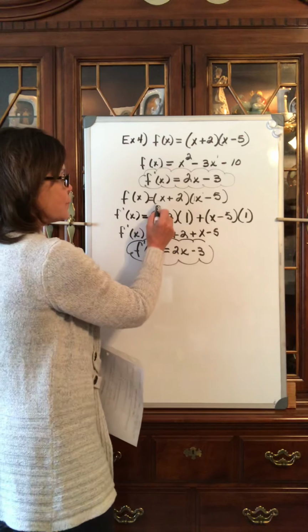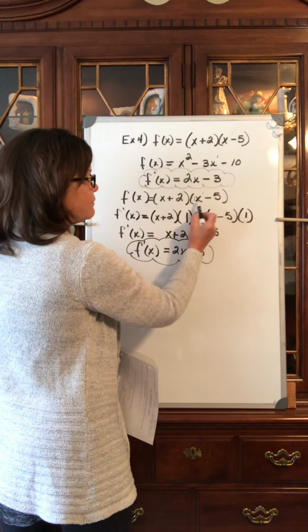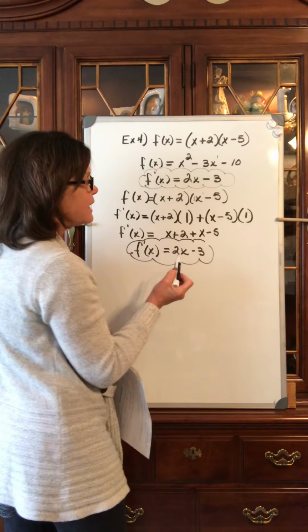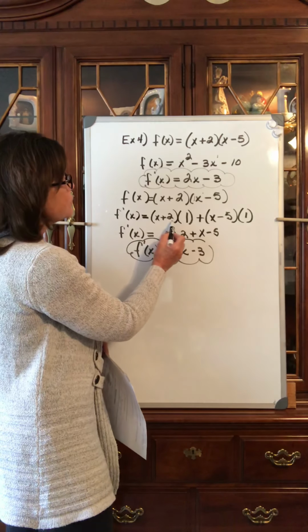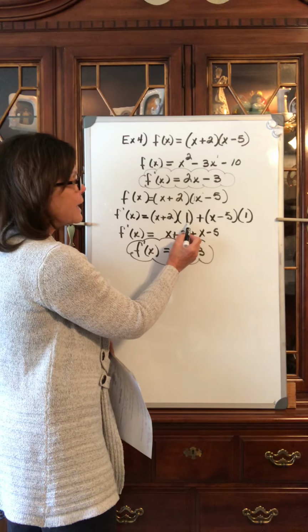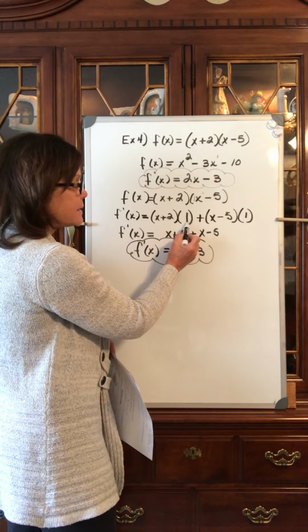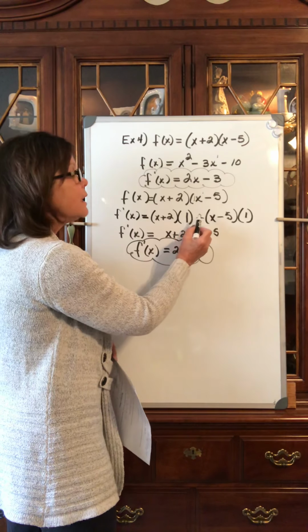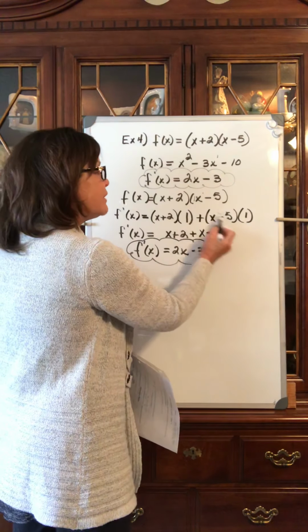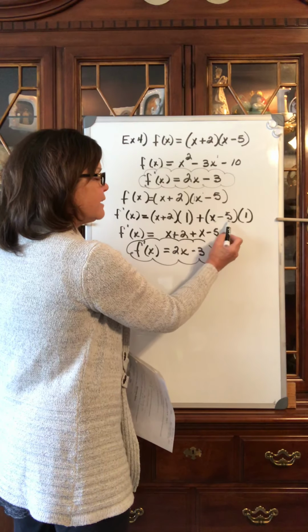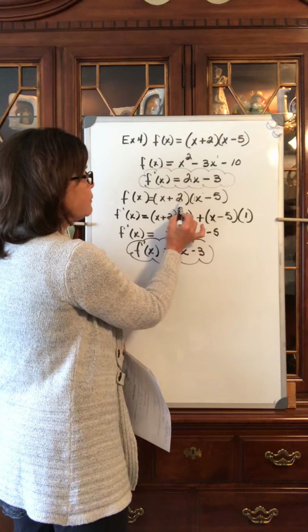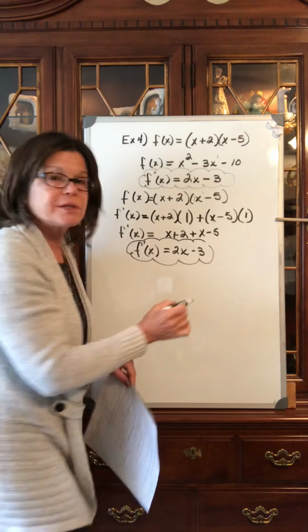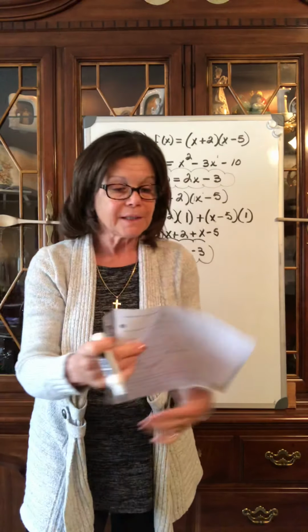This is my first function, x plus 2. My second function is x minus 5. Using the product rule, you start with the first function, which is x plus 2, times the derivative of x minus 5. The derivative of x minus 5 is a positive 1, plus the second function, my x minus 5, times the derivative of the first function, the derivative of x plus 2, and then you just simplify. Okay.